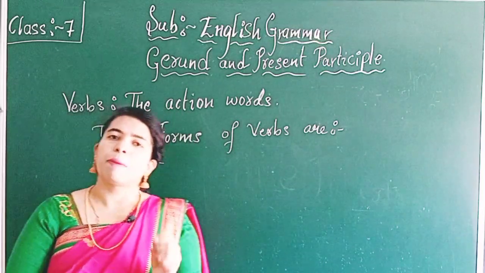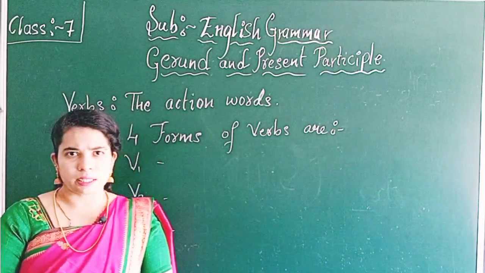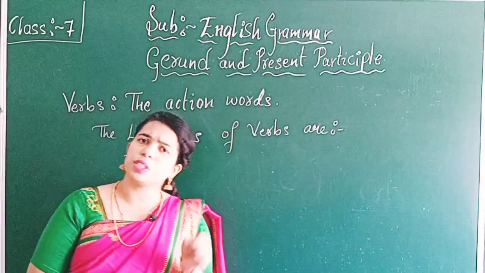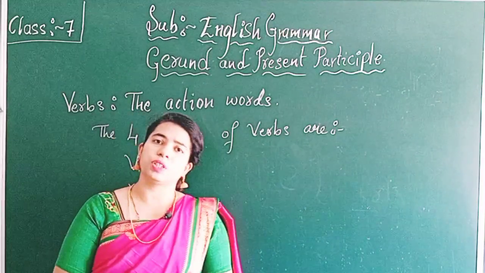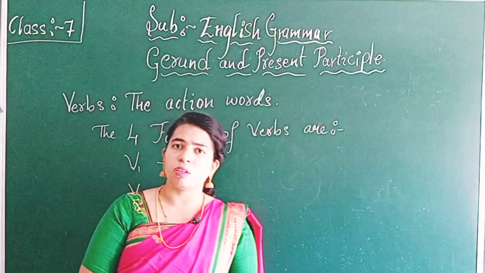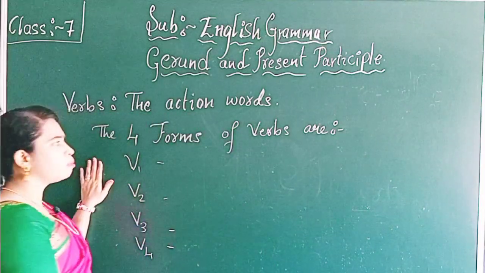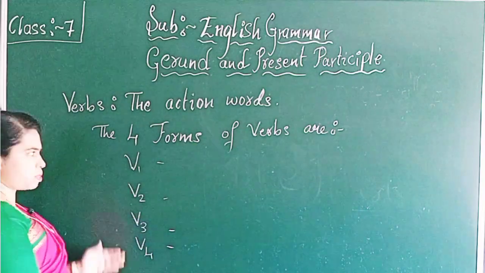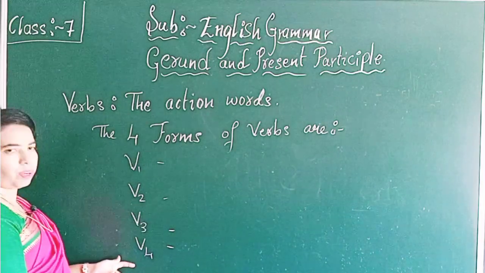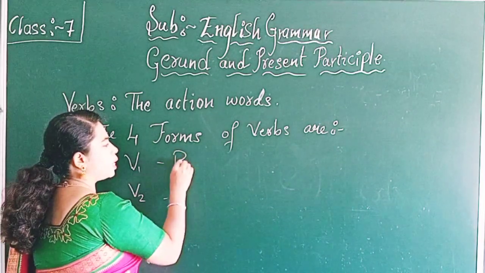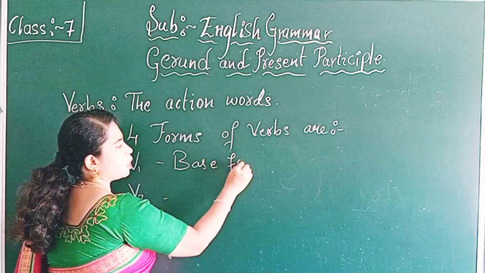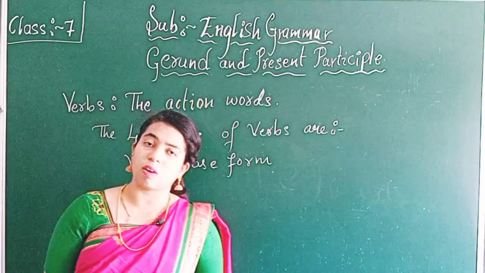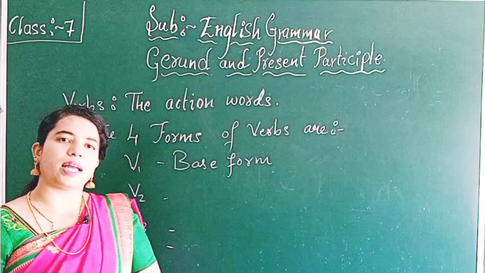Gerund and Present Participle. We know that the verb, the action word, the word that shows the action, is called a verb. Coming to the forms of verb, we categorize verbs into four forms: V1, V2, V3, V4. V1 comes from the base form of the verb. Base in the sense the beginning letters or the root verbs are called V1.